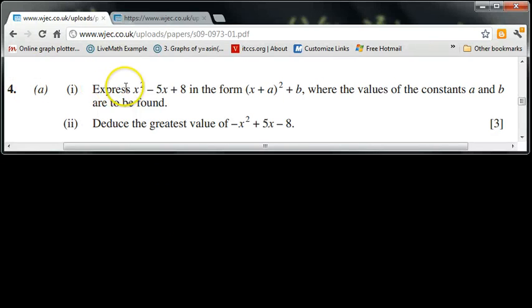Right, let's have a go at 4a part 1. It says express this quadratic x squared minus 5x plus 8 in the form of (x plus a) squared plus b, where the values of the constants a and b are to be found. And then it says deduce the greatest value of this thing here.